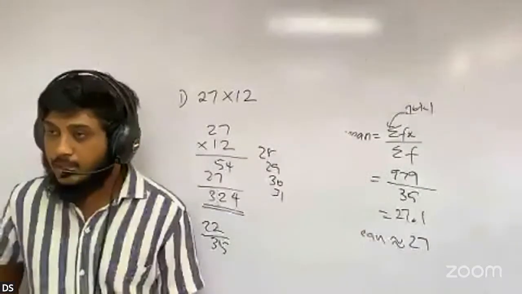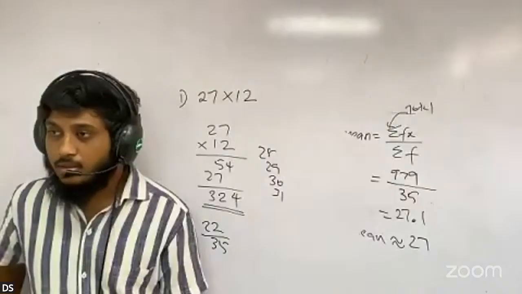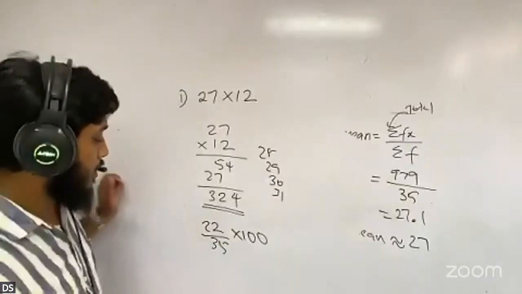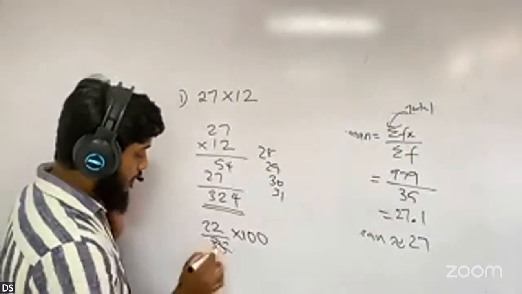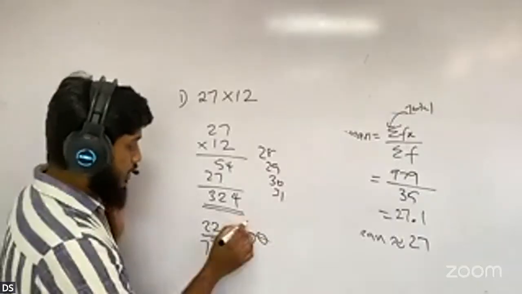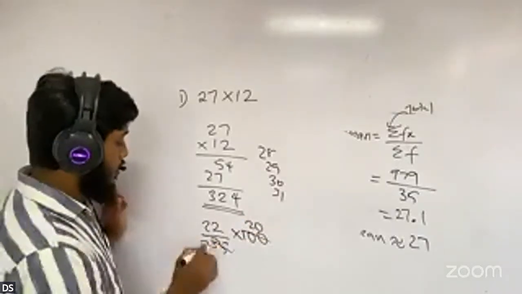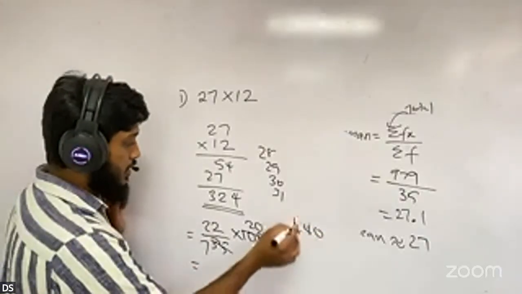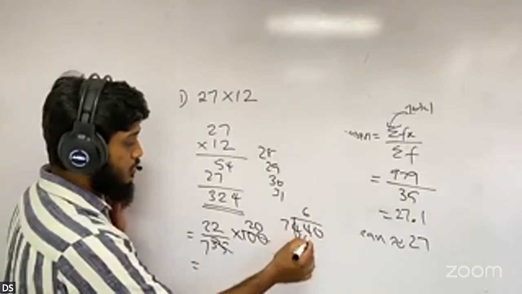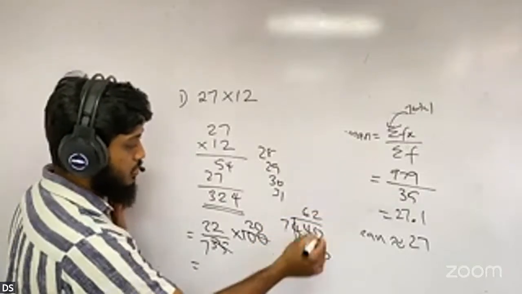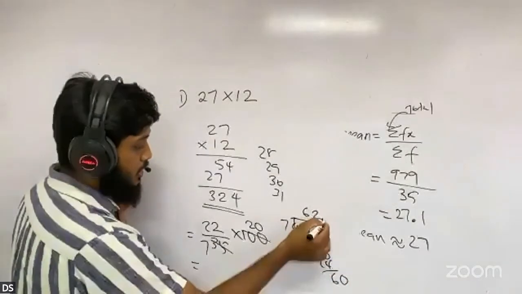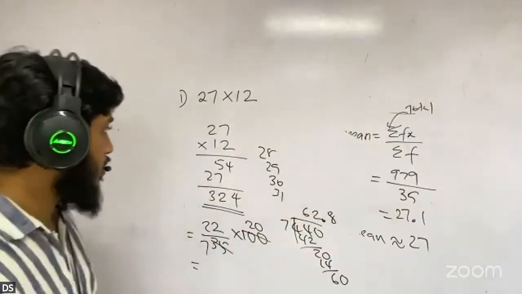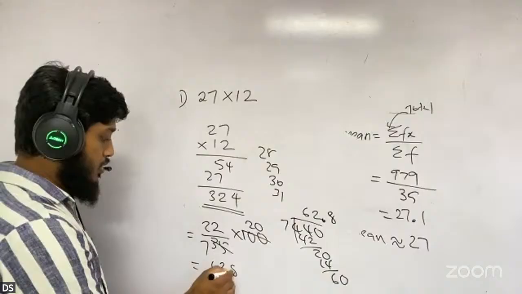Then how to find it as a percentage? Multiply by 100. If you simplify this, you will not get a properly divisible answer, but you can divide both by 5. If you divide both by 5, you get 7 here and 20 here. 22 into 20 is 440. Divide by 7. 7 sixes are 42. Remainder 2. Put a 0 and a point. How many 7s are in 20? 2, 14. 6 remain. How many 7s are in 60? 8. So the answer will be 62.8%.